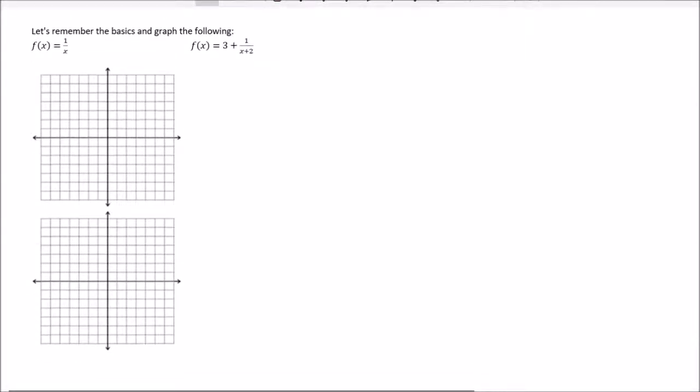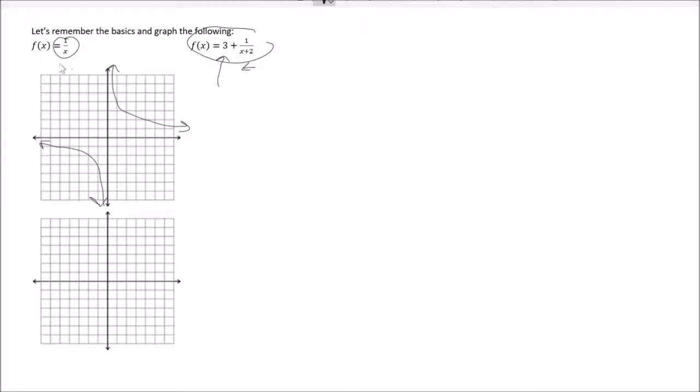Before we get into the new meat and potatoes, let's review the old. We should remember that this little guy right here is graphed like this. Okay, and this is just my best version of the sketch based on my little touchpad here. And then let's talk about this one. What's the 3 doing to the graph, and what's the plus 2 doing to the graph? Well, that 3 is a shift upward of 3, and this little guy right here is a shift to the left of 2.